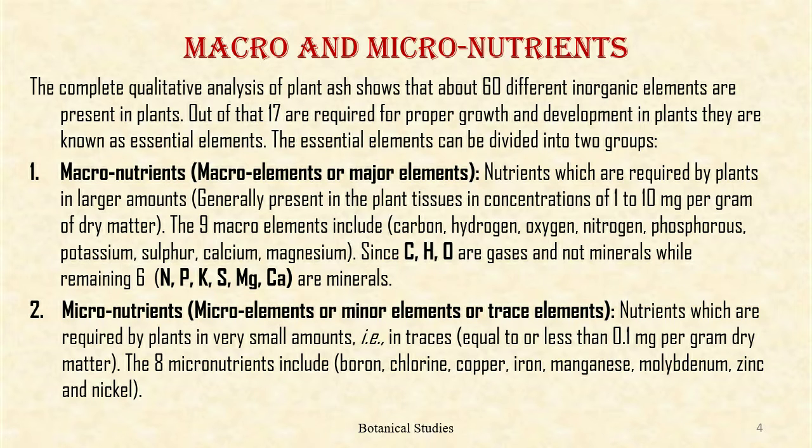Second, micronutrients. They are also called microelements or minor elements or stress elements. These are the nutrients required by plants in very small amounts, that is in traces, equal to or less than 0.1 milligram per gram of dry matter. The 8 micronutrients include boron, chlorine, copper, iron, manganese, molybdenum, zinc and nickel.